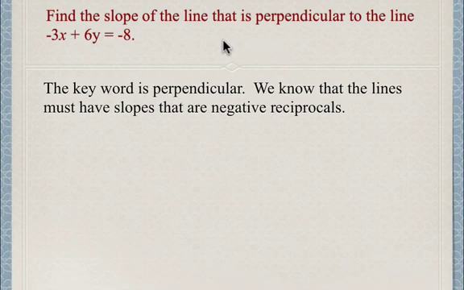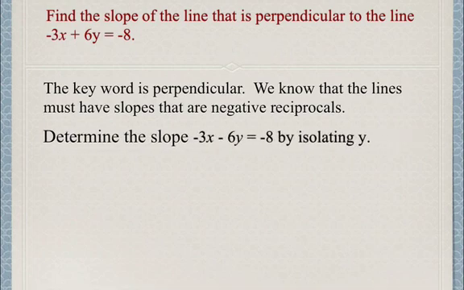So the first thing we need to do is identify the slope of the line with the equation negative 3x minus 6y equals negative 8. And the way we do that is by isolating y. In other words, putting it into y equals mx plus b form, so that we can identify the slope.